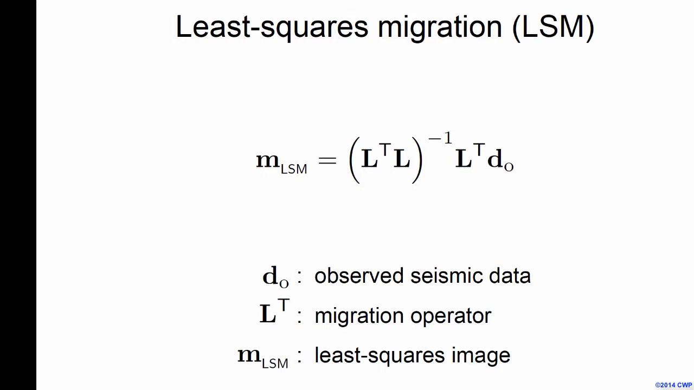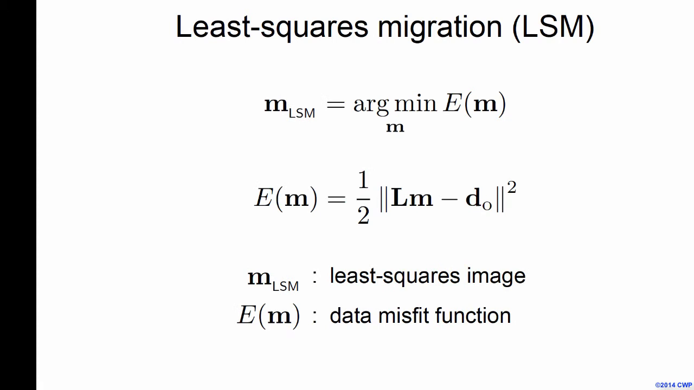To solve this equation, we typically can't afford to compute or sometimes even store the inverse Hessian. So what we do instead is we pursue an iterative solution by solving this optimization problem in which we're trying to minimize, with respect to the reflectivity model m, the difference between predicted and observed data, being given by L m and observed data d.